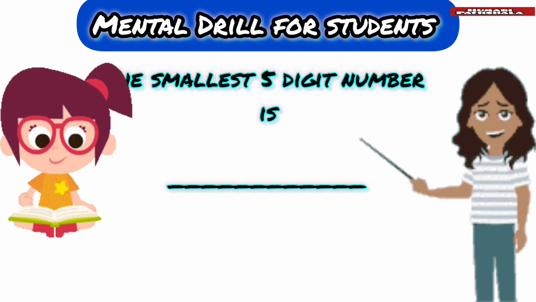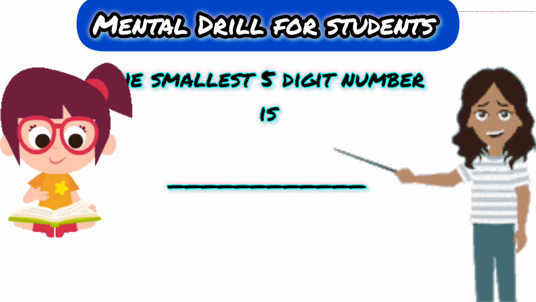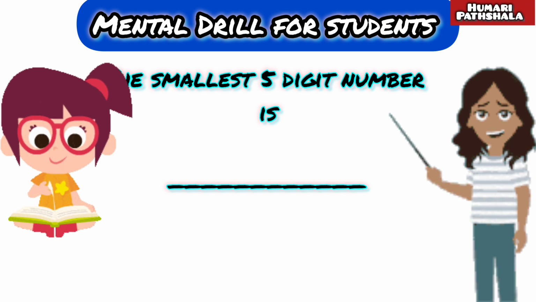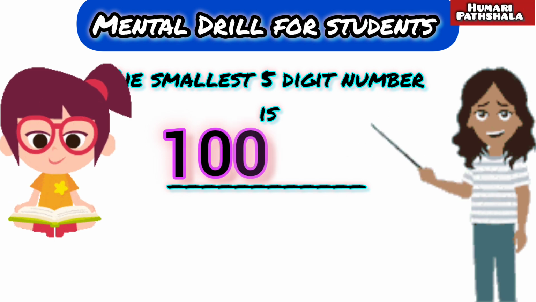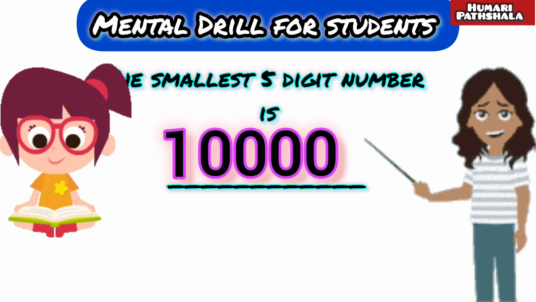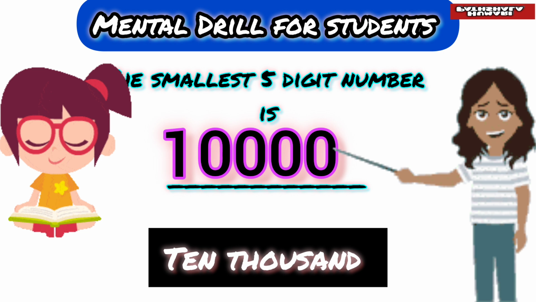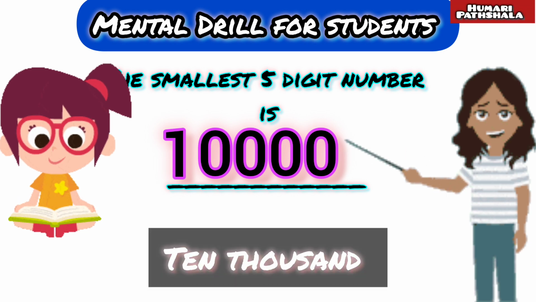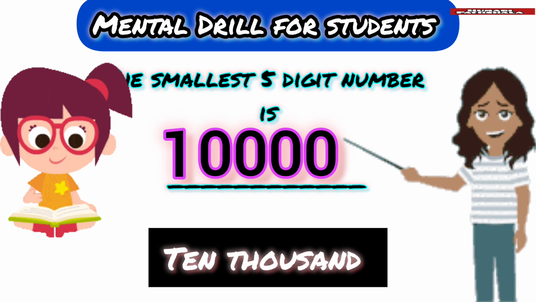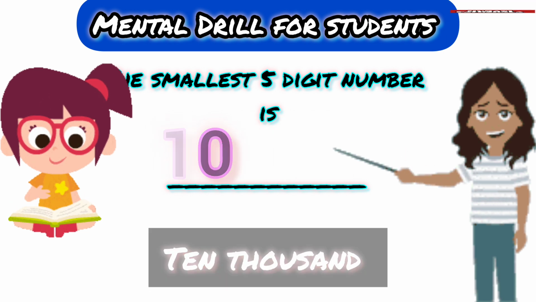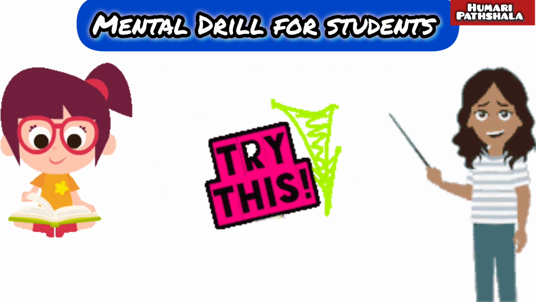The smallest 5-digit number. The number will start from 1 and after that 4 times 0. Start with 1 and 4 times 0. This number is 10,000. The smallest 5-digit number is 10,000. Next question.